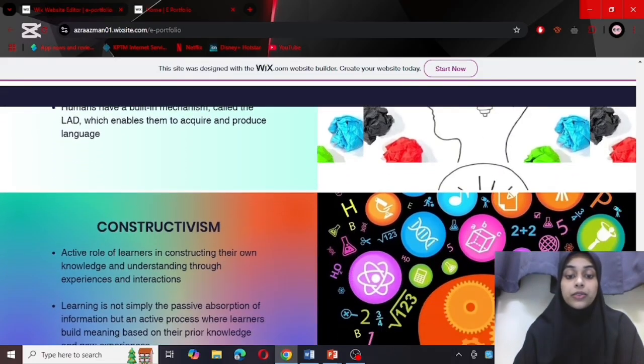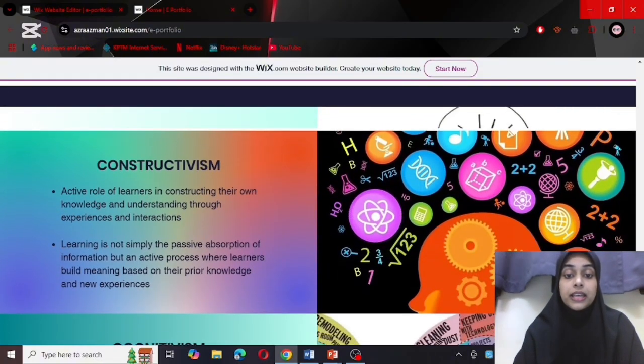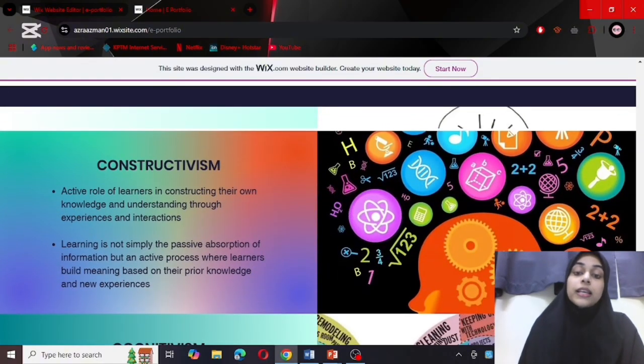The second one is constructivism. This theory sees learning as an active and also personal process. Instead of simply receiving information, learners take an active role in constructing their own understanding. It's like building a bridge between what you already know and the new information you are trying to learn. So that is constructivism. It also highlights the importance of collaboration and also interaction, working with others.